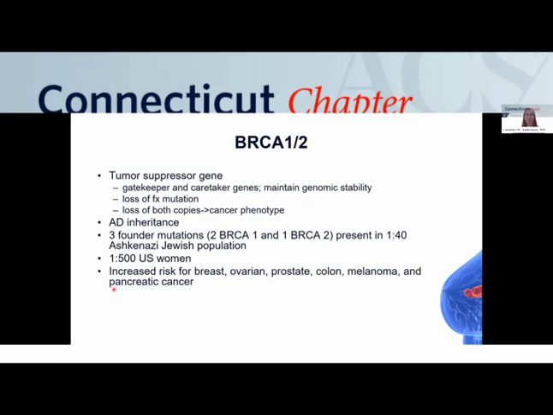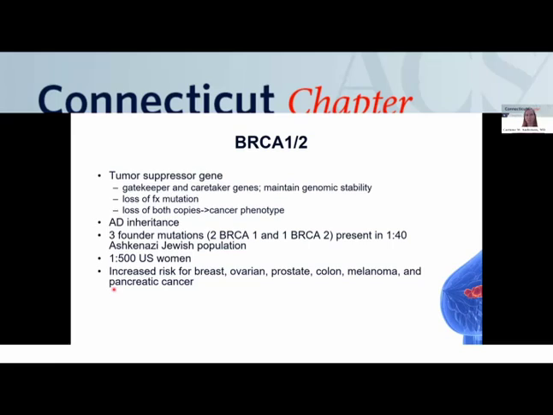BRCA1, 2, these are tumor suppressor genes, meaning that they're these gatekeeper and caretaker genes. Their job is to maintain genomic stability. These are loss of function mutations, meaning that this is an autosomal dominant inheritance. Everybody is born with 2 normal copies of these genes. People who have a pathogenic BRCA mutation, in general, have 1 abnormal copy. And then within those cancer cells, there's a loss of the second copy, and that is how the cancer phenotype develops.